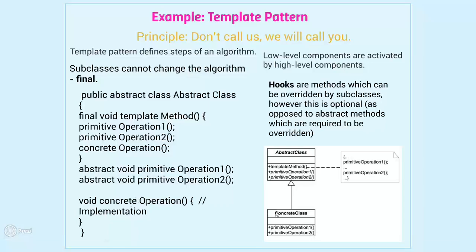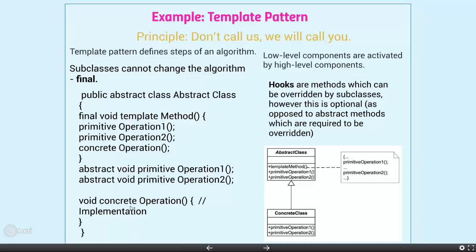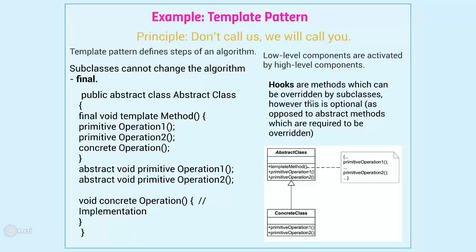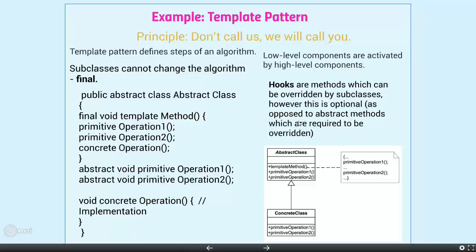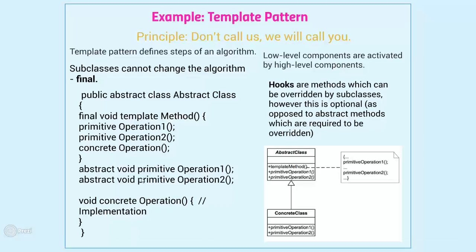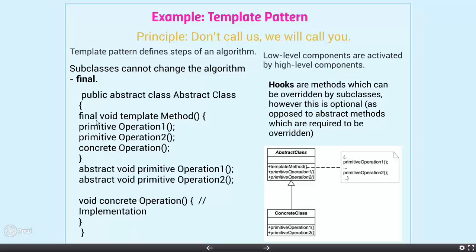But we say that the concrete operations are hooks. So what are the hooks? Hooks are the methods that can be overridden by subclasses. This is optional, as opposed to the abstract methods, which are required to be overridden. Also in this code, as you can see, we have one final method. The template method is final. Final means that the subclasses cannot change the algorithm.